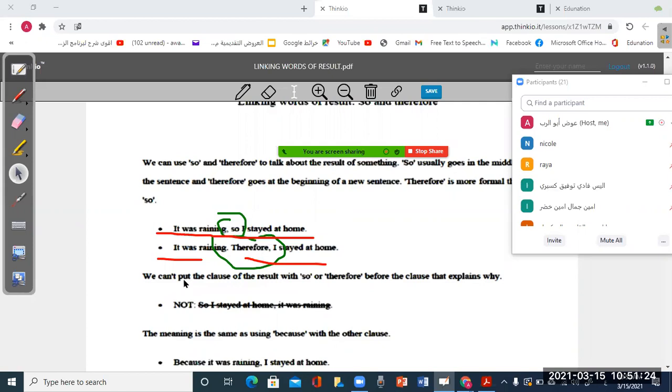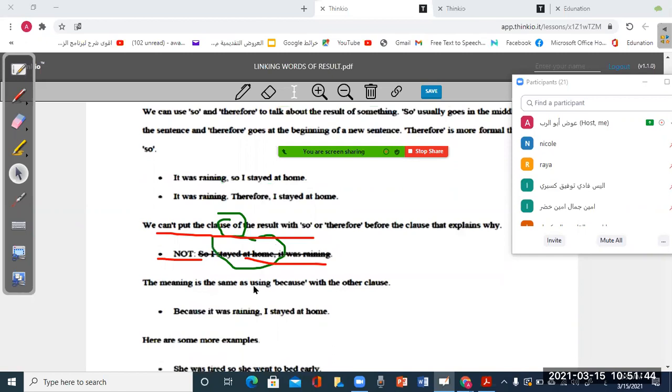Now, we can't put the clause of result, so or therefore, before the clause that explains why. We can't flip the sentence as we did with because. Here, if you look at it, you can't say, so I stayed at home, it was raining. This is wrong. They need to be used in the middle of the sentence. Now, the meaning is the same as using because with the other clause.